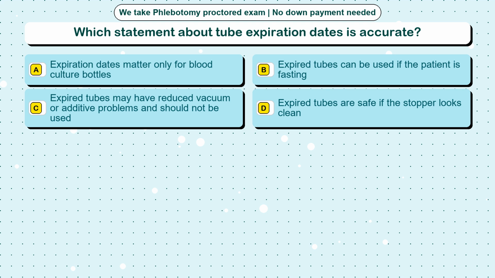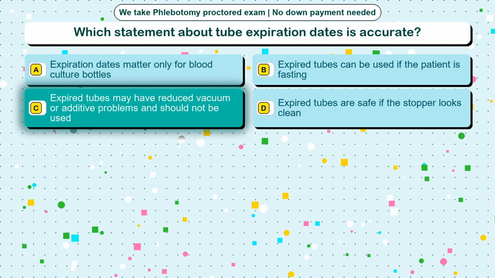Option A. Expiration dates matter only for blood culture bottles. Option B. Expired tubes can be used if the patient is fasting. Option C. Expired tubes may have reduced vacuum or additive problems and should not be used. Option D. Expired tubes are safe if the stopper looks clean. The correct answer is option C. Expired tubes may have reduced vacuum or additive problems and should not be used.